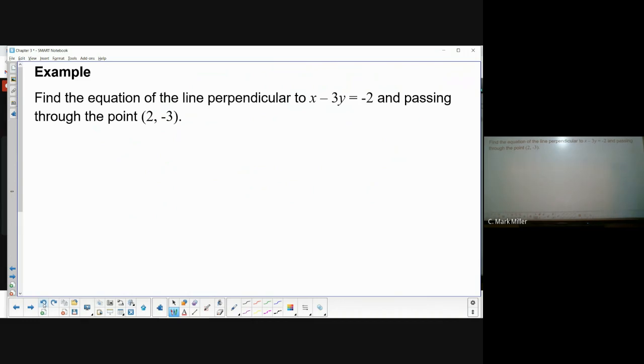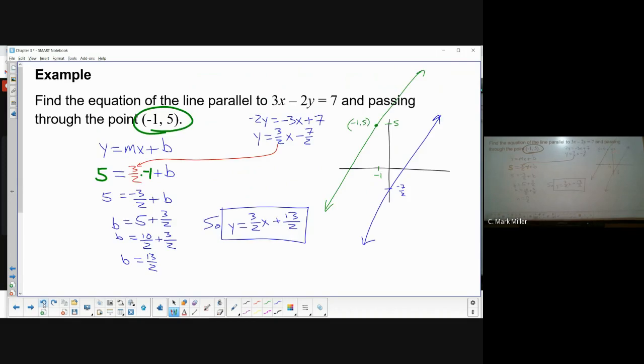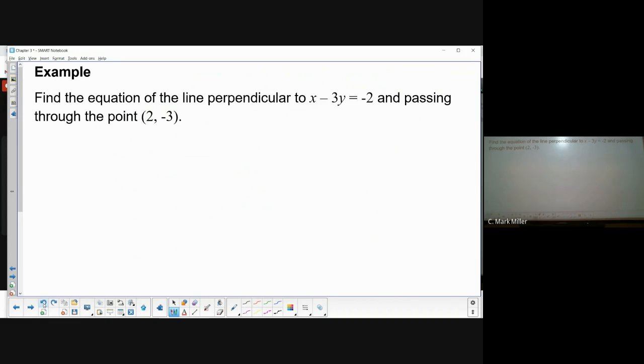Find the equation of the line perpendicular to that line through this point. Now, I'm not going to graph this one. You can if you want to. Like I say, for some people, you'll benefit from a graph. Never hurts. Perpendicular lines have slopes that are negative inverses. So, first order of business is to get the slope of this line here.